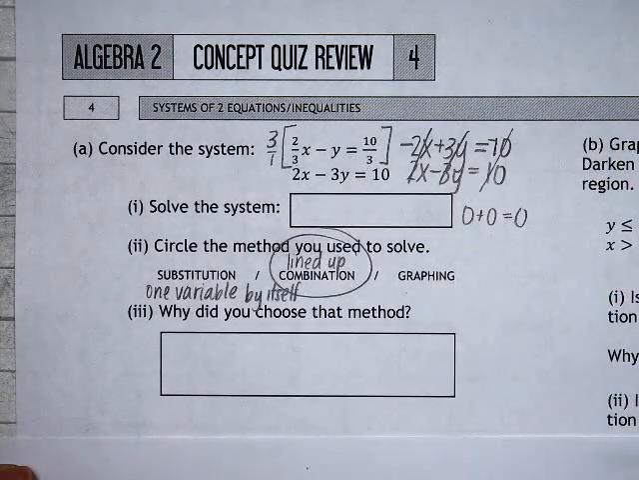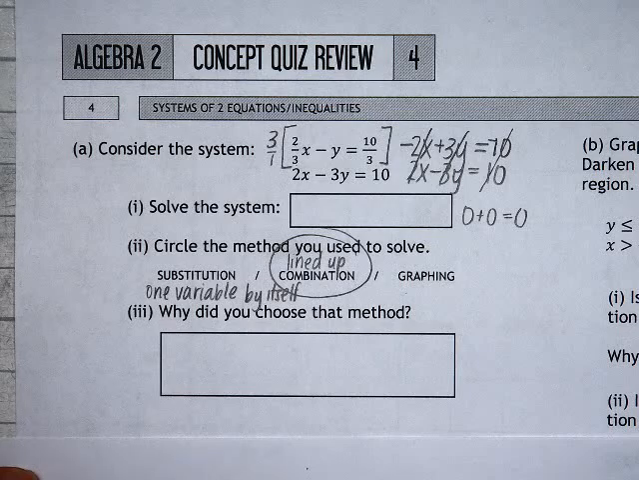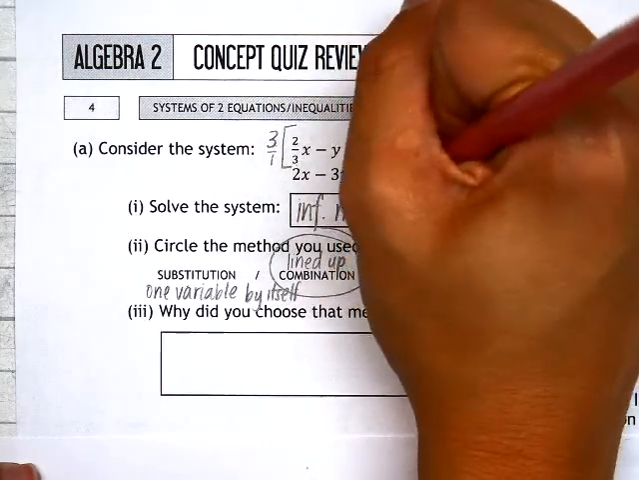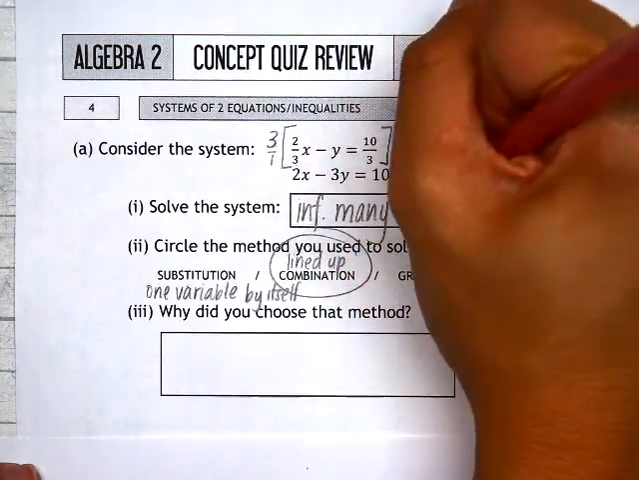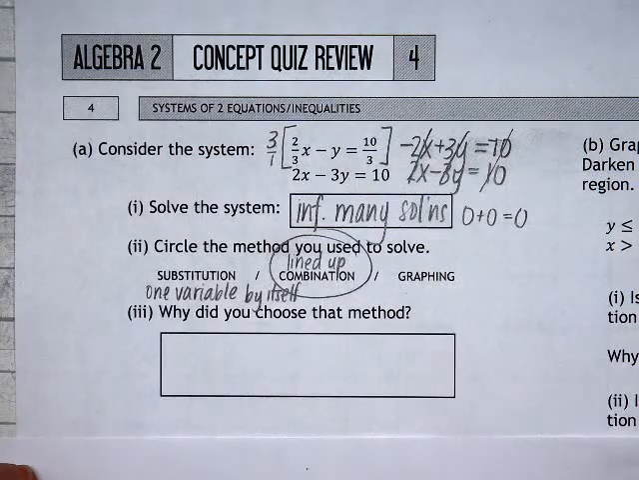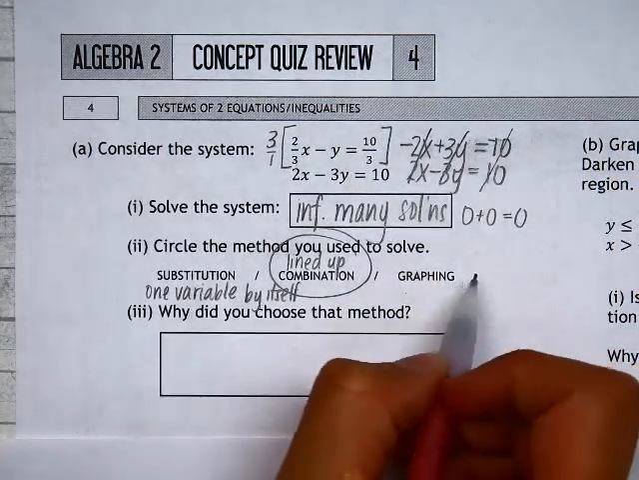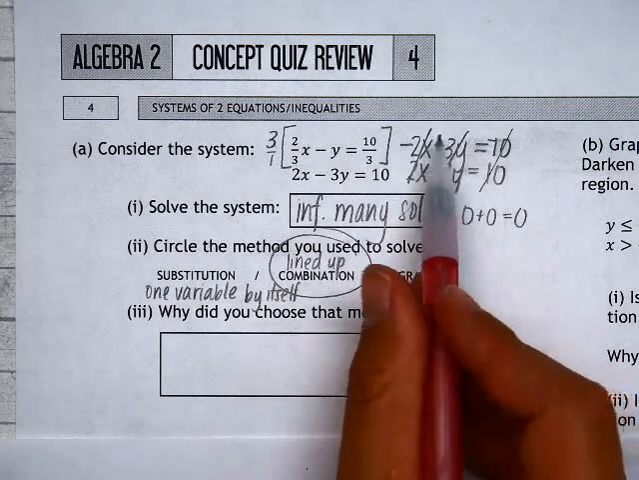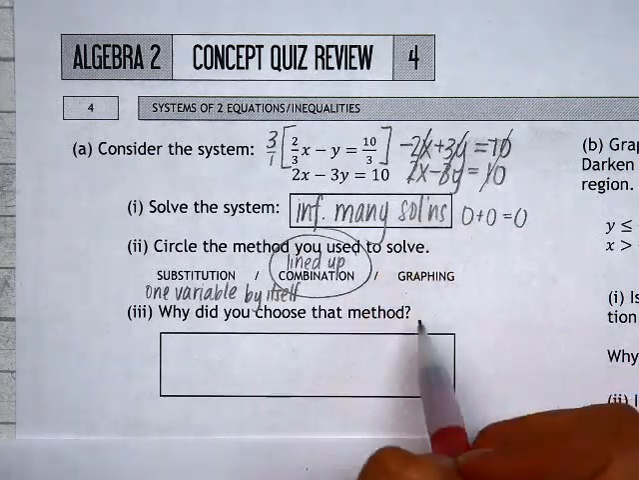And in this case, since everything canceled out, we say that this system has infinitely many solutions. So generally, we write that out, infinitely many solutions. You can abbreviate it as you wish. Just to remember, infinitely many solutions occurs when every single term cancels. The x's cancel, the y's cancel, and the numbers by themselves cancel.